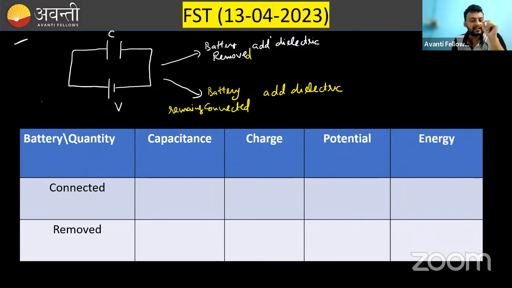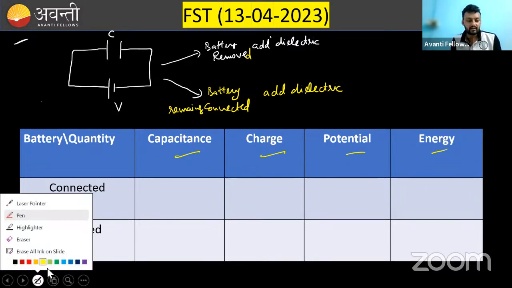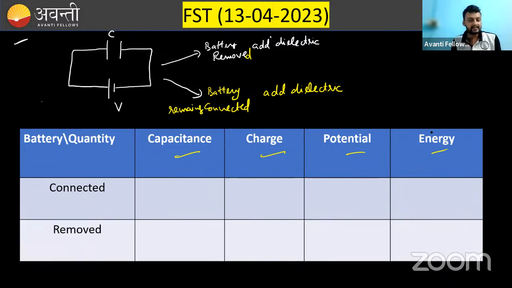Now, what will be the change in the quantities, like capacitance, charge, potential, and energy? You should remember this. The first thing you should remember is that if battery remains connected, then potential will remain constant. So new potential is equal to the original potential.